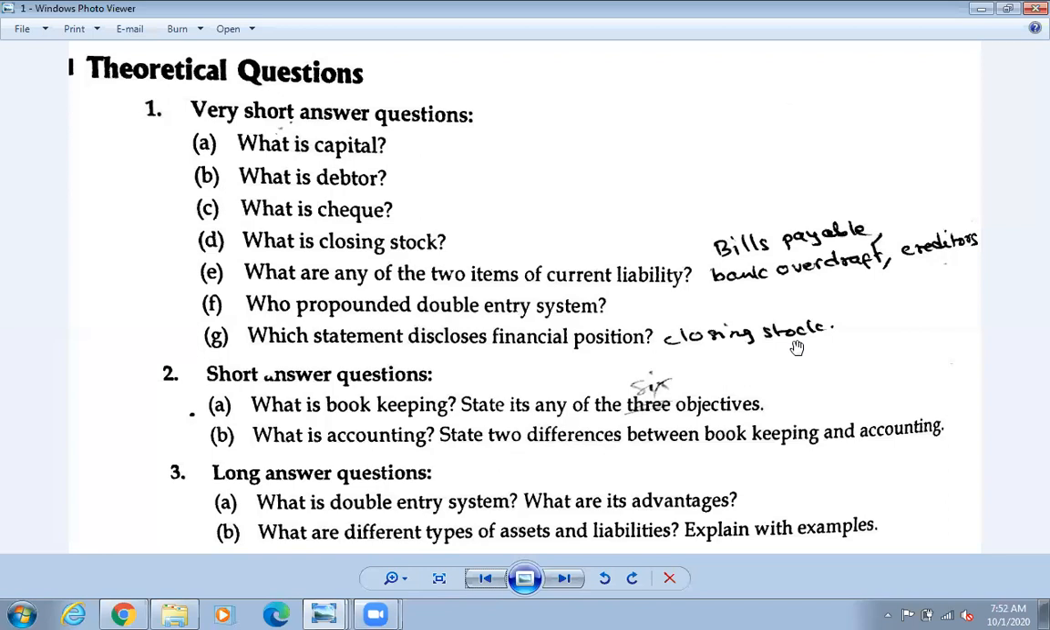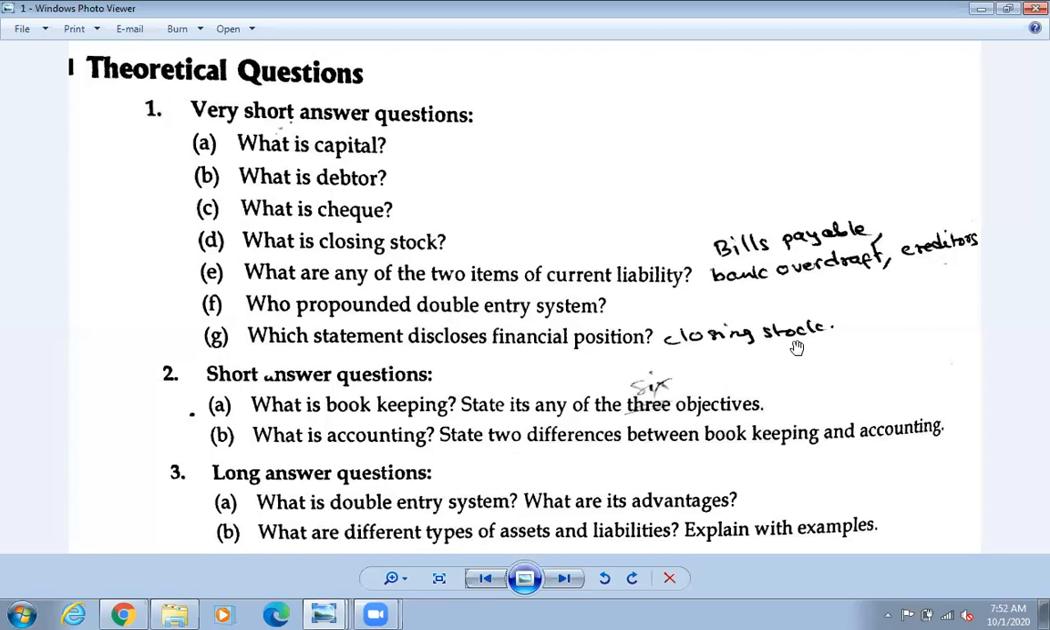And for the liabilities, you can see just above the assets there is liabilities. So did you write down the two types or not? Long-term liabilities and short-term liabilities. So these are the two types. Okay, so for the liabilities, the two types are long-term liabilities and short-term liabilities.